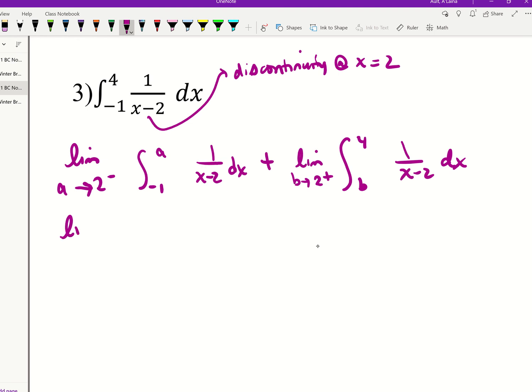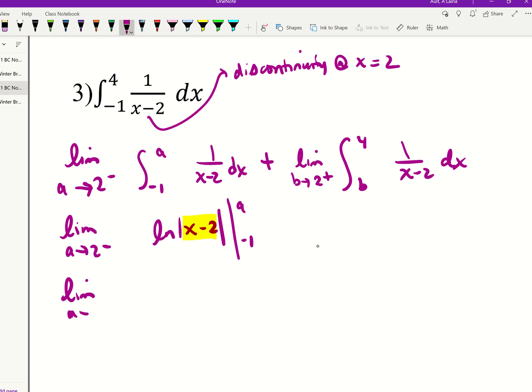I'm still going to keep my limit notation. The limit as a approaches 2 from the left. And now this is the form of natural log. This would be natural log of the absolute value of x minus 2 evaluated at a and negative 1. And notice that this particular one, the chain rule didn't do anything, right? The chain rule of this argument would have been multiplying by 1, so there's nothing that we have to do there to undo that.